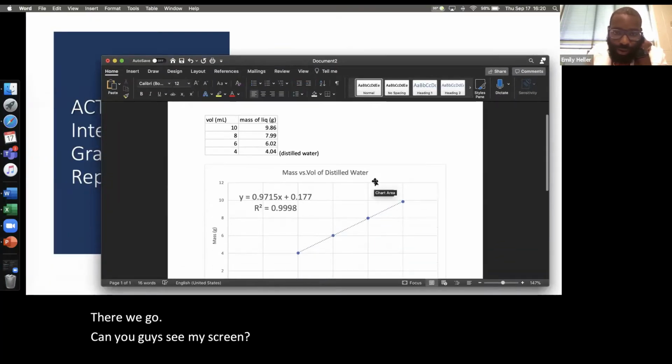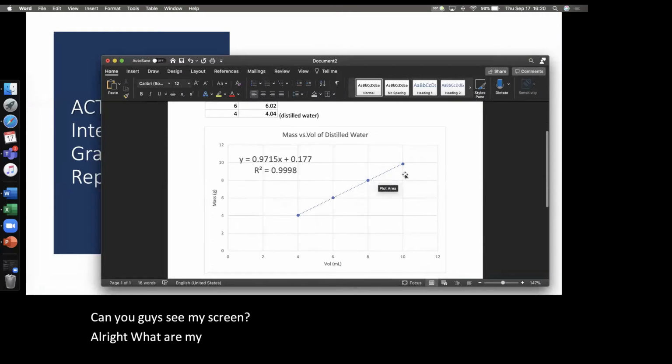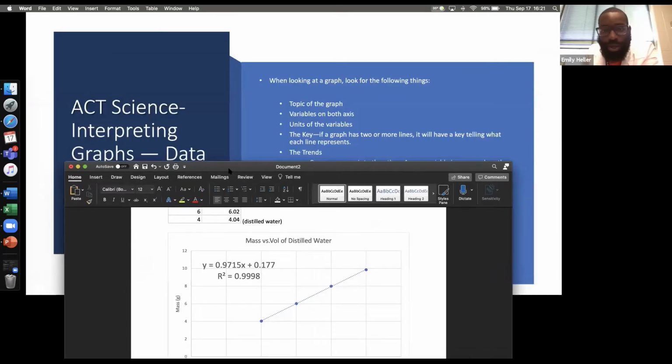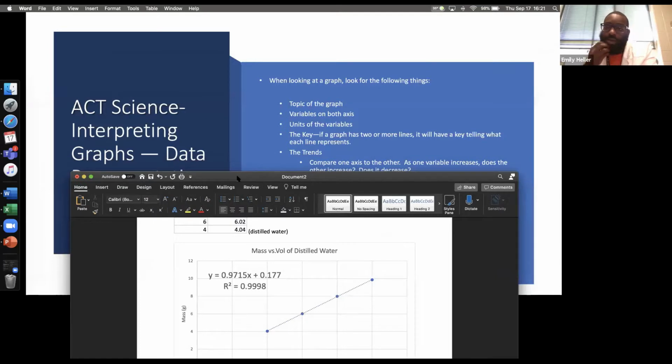What are the units of my variables? Grams and milliliters. So you can look at all that and identify the information. And it says if there's a key there. Typically the key is there if there are two or more lines on a graph, and it will help you identify which line represents which series, right?